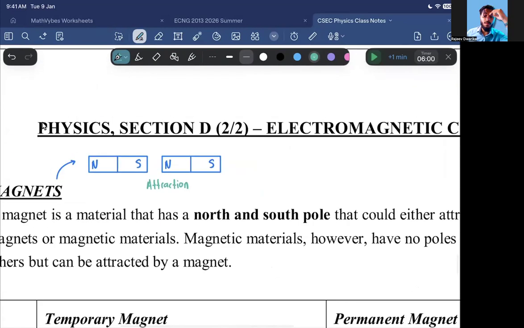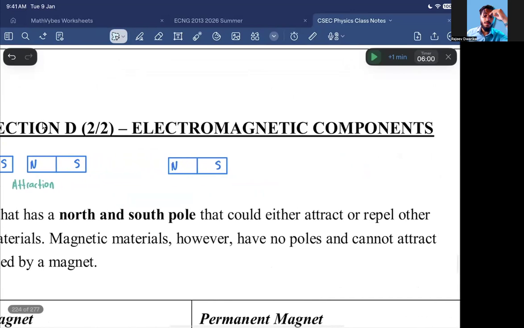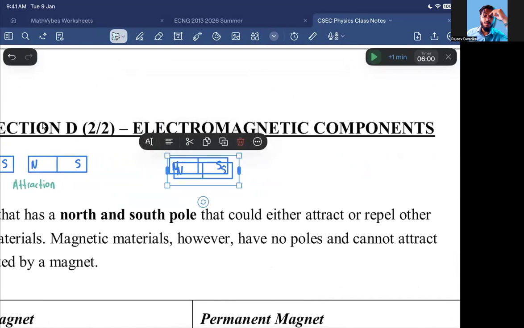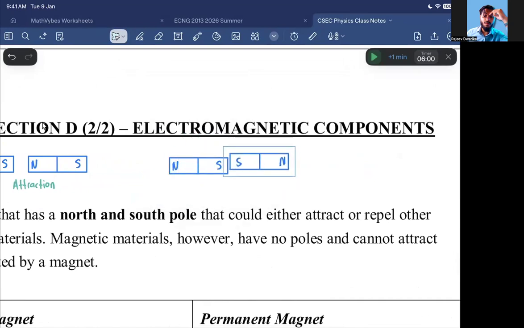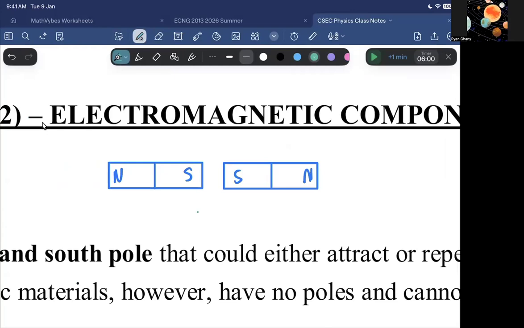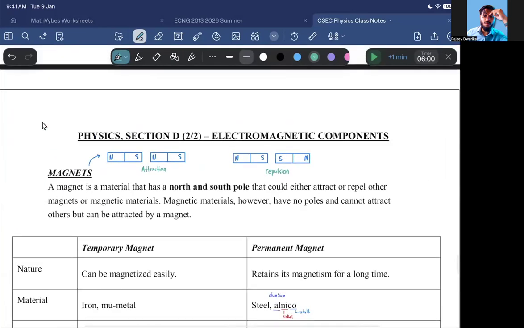So attraction. But Ryan, if I had a north-south, and I take this and I switch it around like so, what would happen here? They repel. Right, so this would be repulsion. Nice. So we can understand how magnets work already, right?